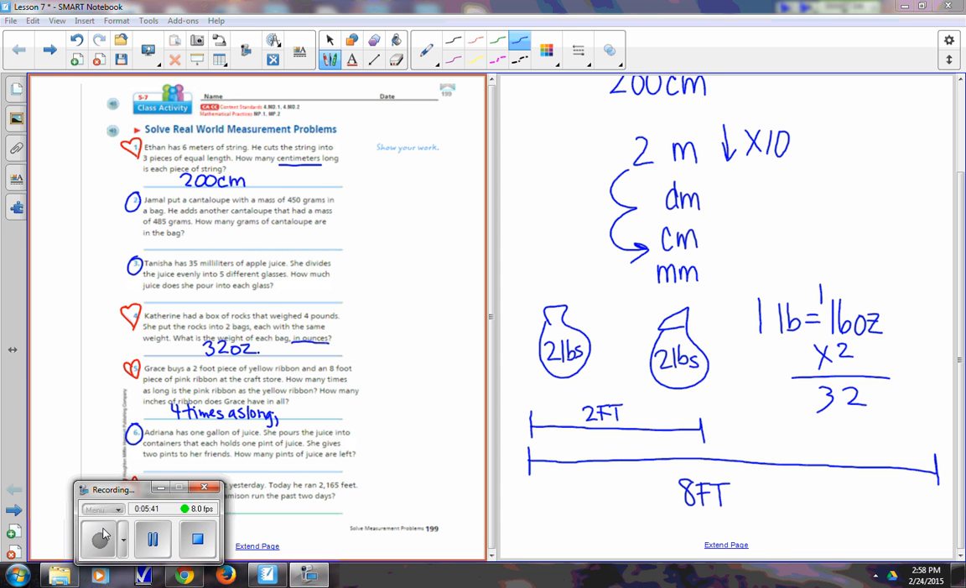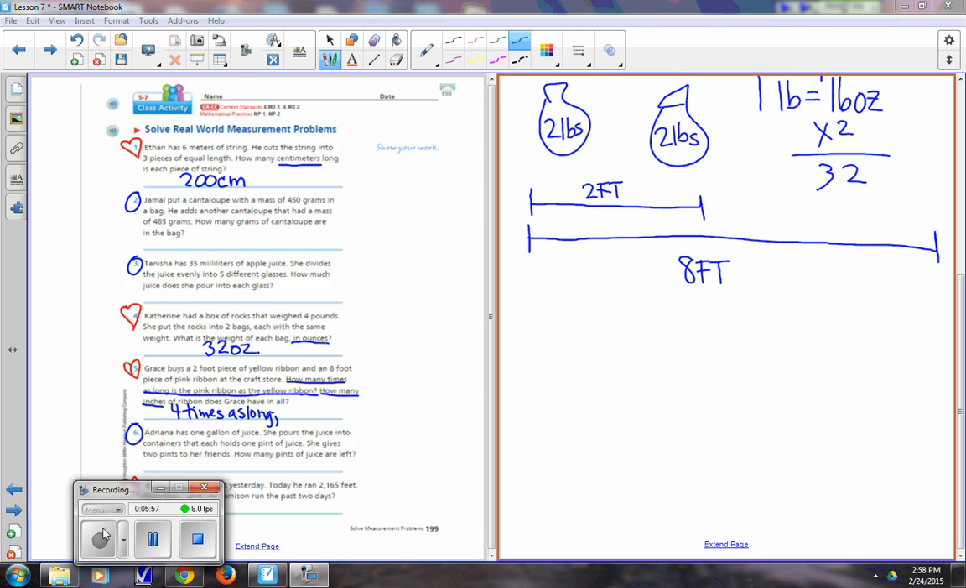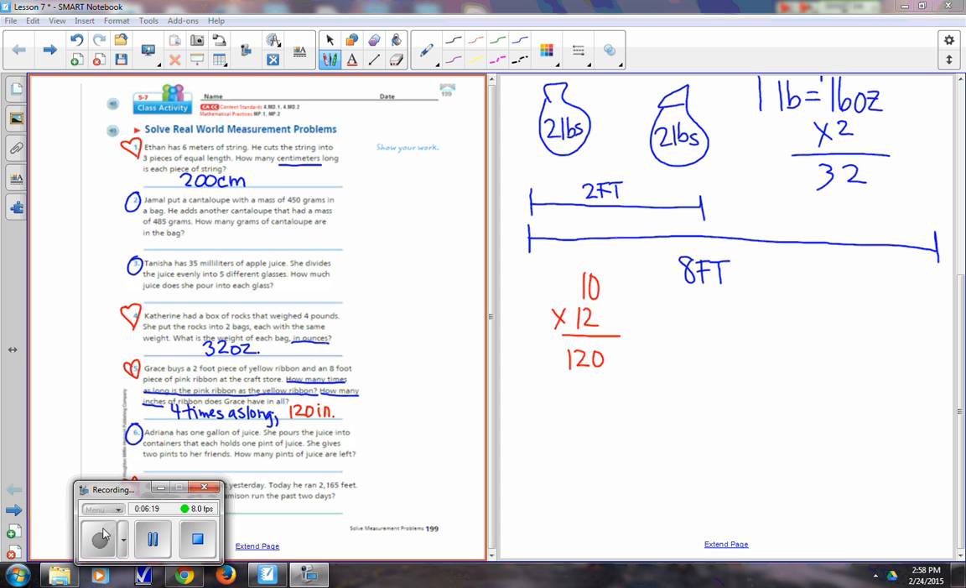But there's a second question. How many times as long is the pink ribbon as the yellow ribbon? Well, we established that, 4. How many inches of ribbon does Grace have in all? Well, in order to figure that out, I got to know how many feet she has. And total feet is 10. And I know that for each one of those feet, I have 12 inches. So if I multiply that by 12, I get 120 inches of ribbon.